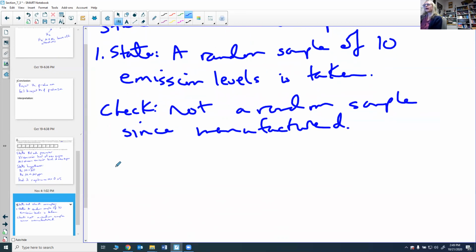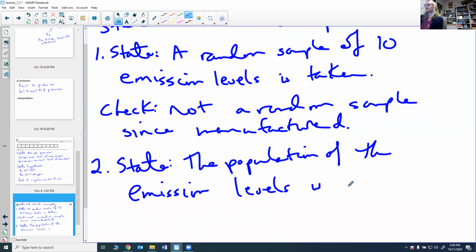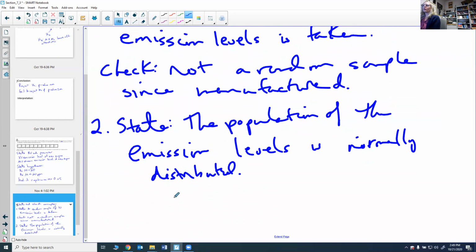Okay, so then our next step, our step 2, is to do the state and check of the other one. So the second one is that the population of the emission levels is normally distributed. Okay, well, that's our assumption again. That's what's supposed to happen. Now let's check it. Let's see if that is what happened.